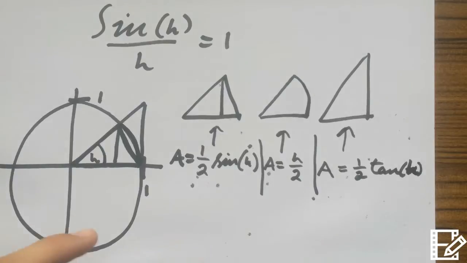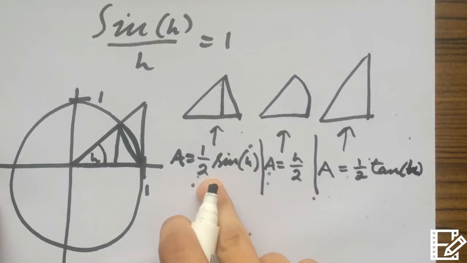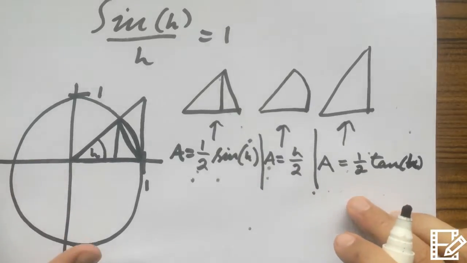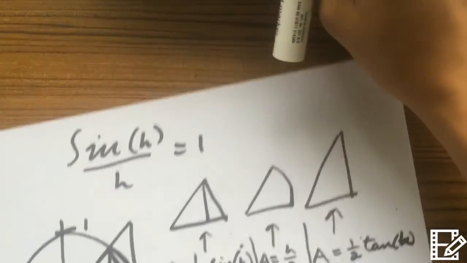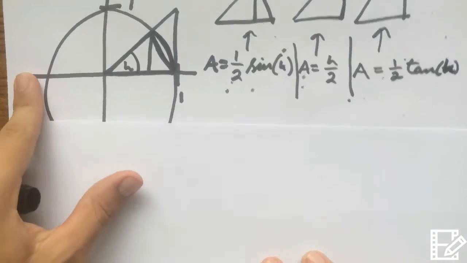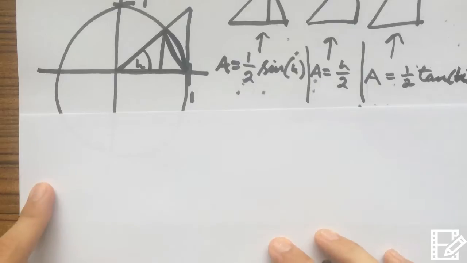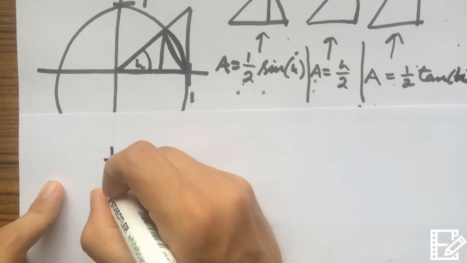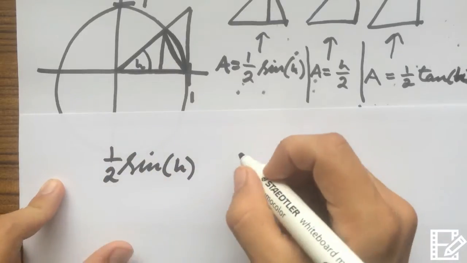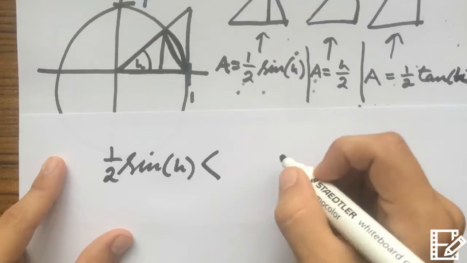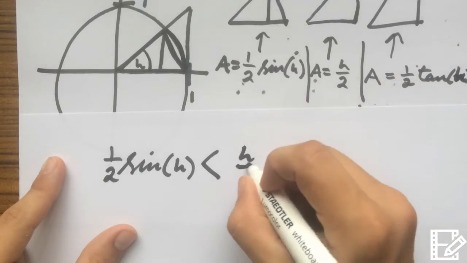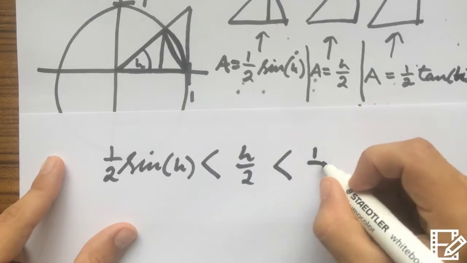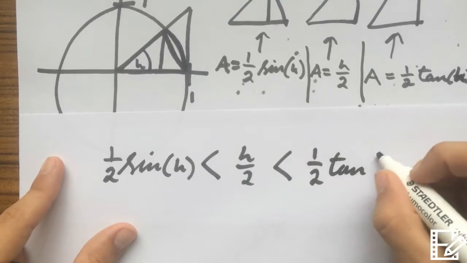Now, we know that this is smaller than this, and this is smaller than this. So I'm going to write it as so. I'll grab another sheet of paper and write it a bit bigger. So here we've got half of sine h, and we know that that is smaller than h over 2, and we know that h over 2 is smaller than half of tan h.